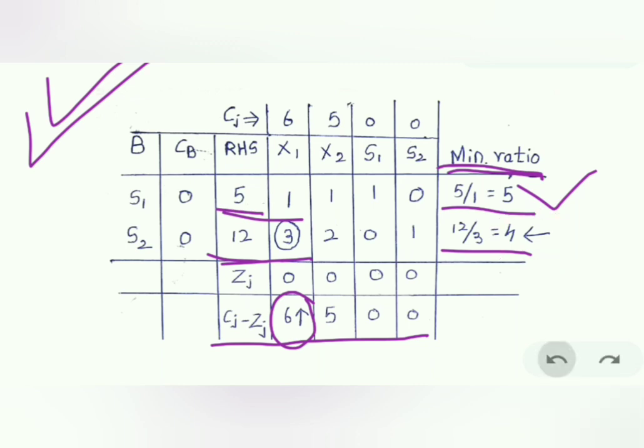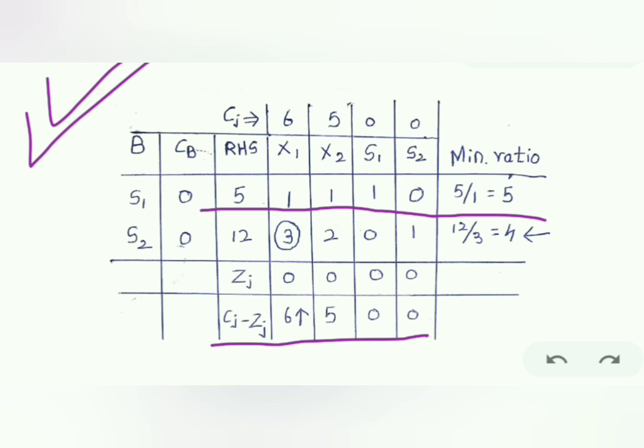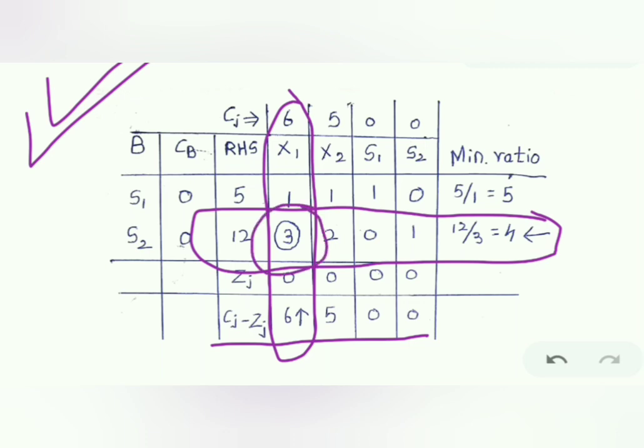So what does that mean? Any idea? Clearly it means that this is the pivot row, and this was the pivot column. So where are they intersecting? Something is common, and that is this 3. So that 3 is called the key element, the pivot element.